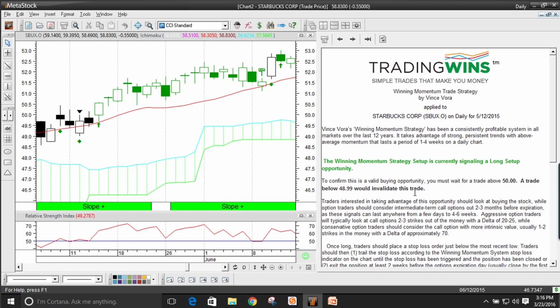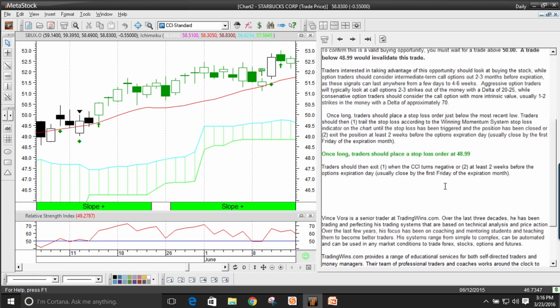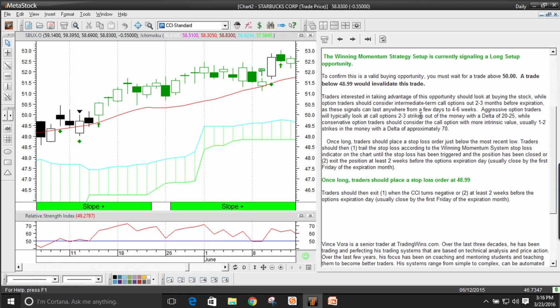It's also going to give you some advice if you're an options player, where you should look to place options, what deltas you should be looking at, and what you should do if you want to trade aggressively or conservatively. And it's also going to give you some very detailed advice on how you're going to get out of that trade if you're long. You should trail the stop loss according to the stop loss indicator, or you should exit the position 2 weeks before the expiration date. And if you go long, it's actually going to give you a stop loss order. In other words, it's going to tell you when you should get out of that particular trade.